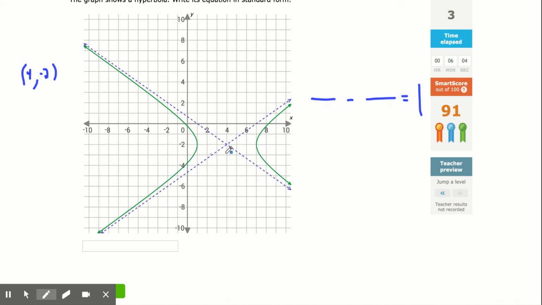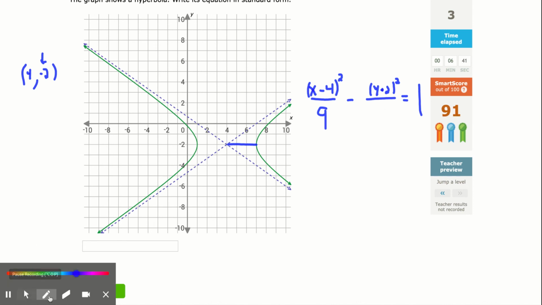Well, it's open left and right. So it's my X squared. So I'm going to do X minus 4, because positive 4 is the center, in parentheses squared on top. The second term is obviously going to be my Y, and it's going to be a minus negative 2, right? So it's plus 2 squared. Now I just got to find my A and my B. Well, my A is easy enough to see. It's 3 units in length. I square that. Don't forget to square it. That's the common mistake. 3 squared is 9.